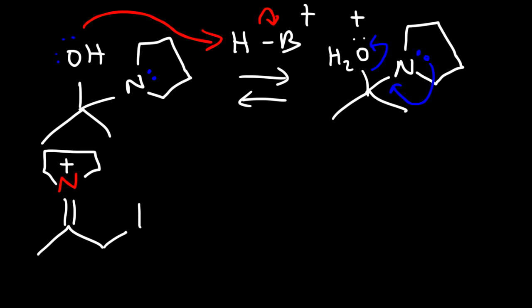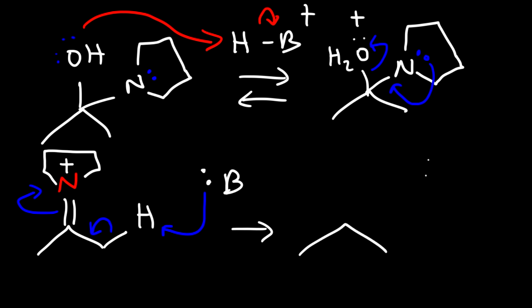So we're just going to take off this hydrogen, and we could use this base that was just formed in the last step. So it's going to grab the hydrogen. The carbon-hydrogen bond will break, forming a pi bond, breaking this pi bond in the process. And so now we have the enamine.